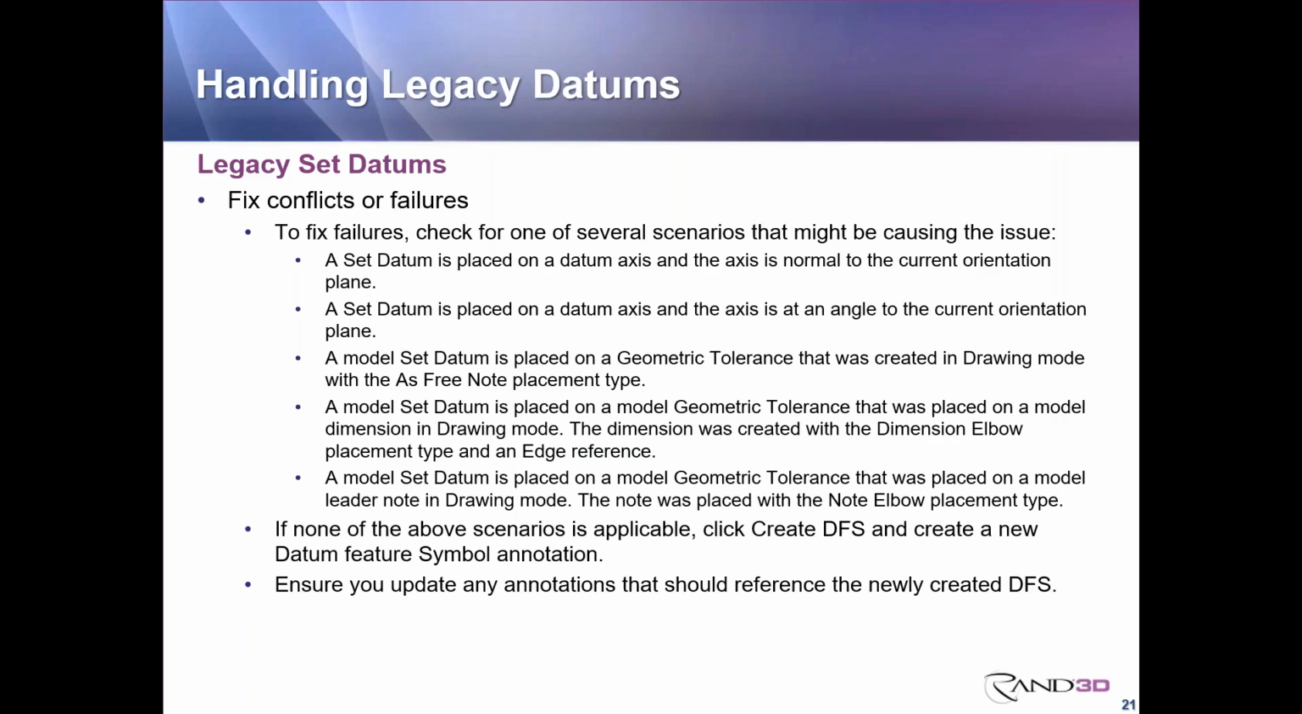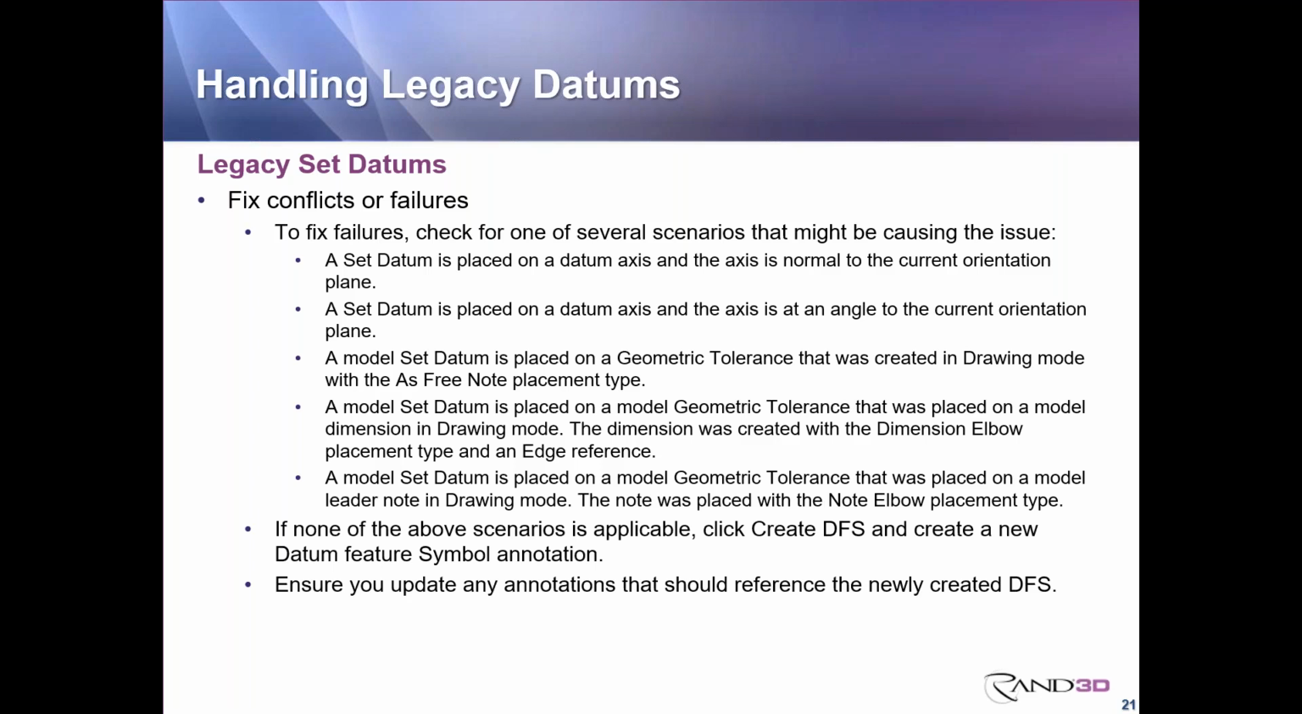First off, if the set datum is placed on a datum axis and that datum axis is normal to the current orientation plane, you can go to the annotate tab, select the annotation planes option, and then select a plane that is parallel to the datum axis so that the datum axis becomes parallel to the current orientation plane. That's something based on that situation that could fix your issue initially towards creating the datum feature symbol.